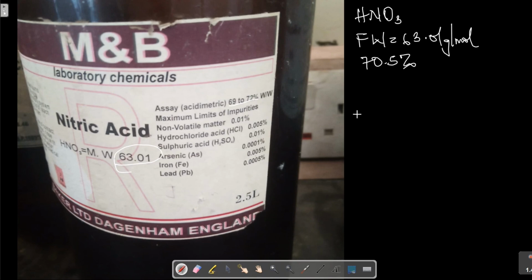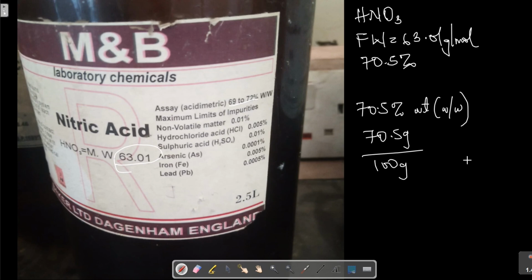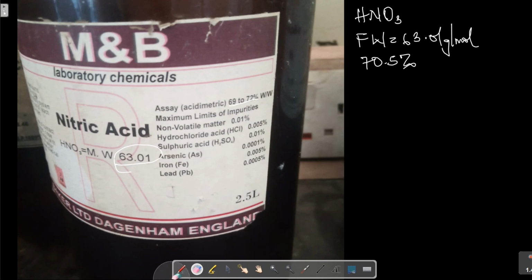So the percent concentration of the acid is 70.5% weight per weight. All right, which means 70.5 grams of the acid diluted to 100 grams. All right, so from this, 70.5 grams of it is acid, while the remaining part of it is likely to be water and other impurities. So that's for that.